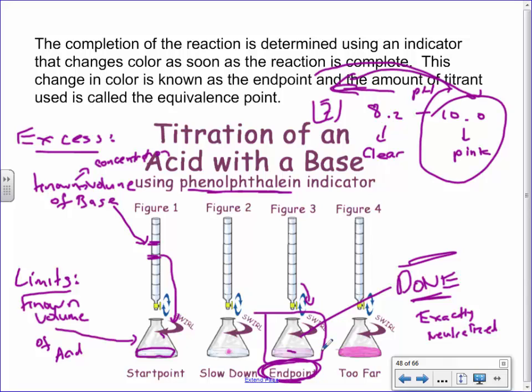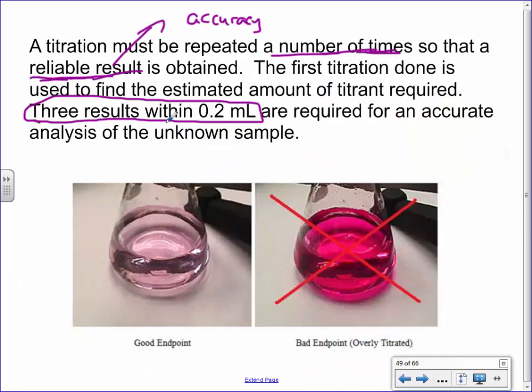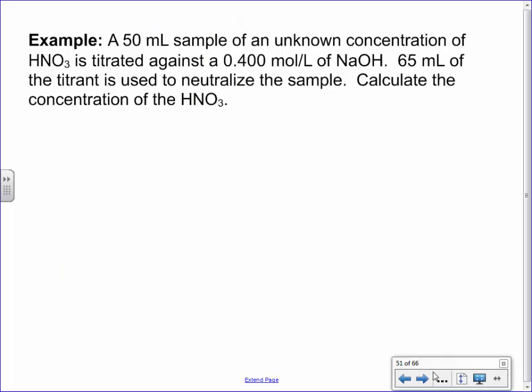Does that make sense? Anyways, the point I have here is that when you guys do this, 3 results within 0.2 is considered to be the base standard for a high school lab. That's good enough to say we're pretty close. So. Okay, I showed you the movie. Why don't we try some examples here?